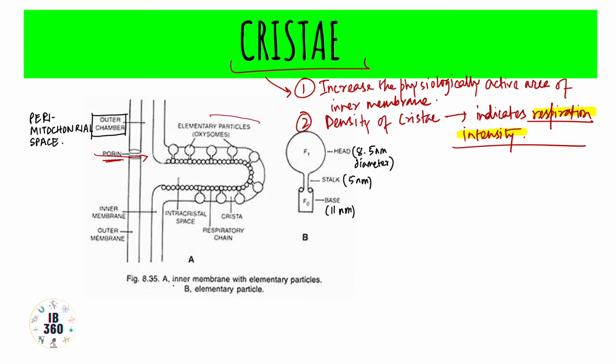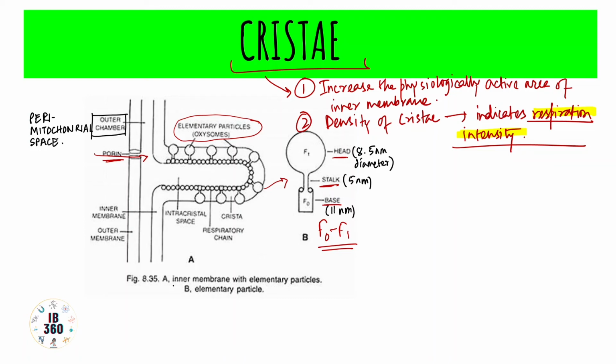It has a head, it has a stalk, and it has a base, and their dimensions are already mentioned. So these are small tennis racket like particles, and they are also known as F0, F1 particles. And F1 is both the head and stalk combined, and F0 is the base. So these elementary particles have channels which are meant for passage of protons.